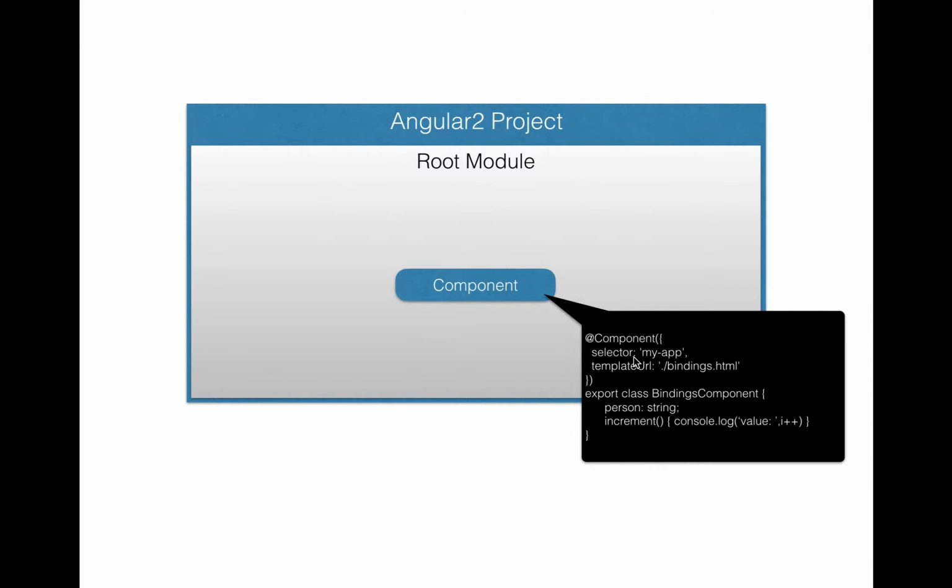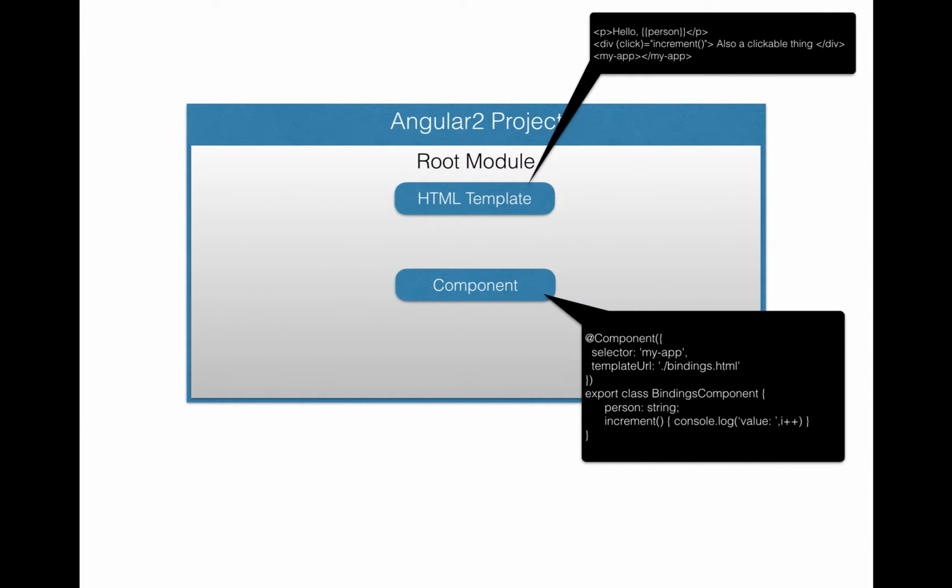Selector is the key and my-app is the value. TemplateUrl is the key and bindings.html is the value. So my-app will act as a tag on the HTML view. We'll talk more about this when we talk about templates. And templateUrl is the template that your component is bound to. So every component is bound to a template.